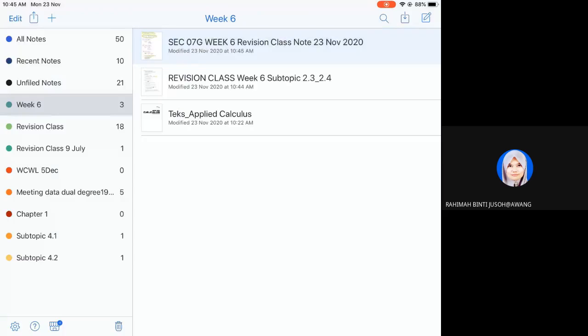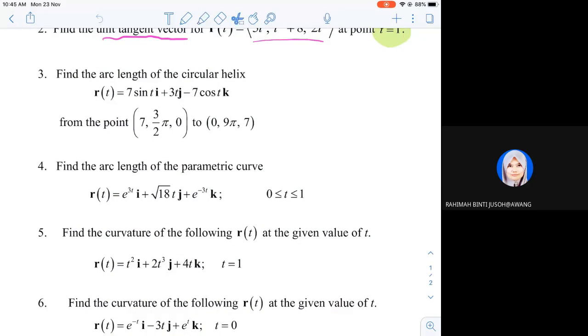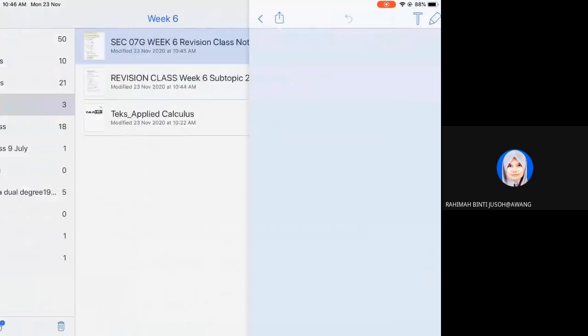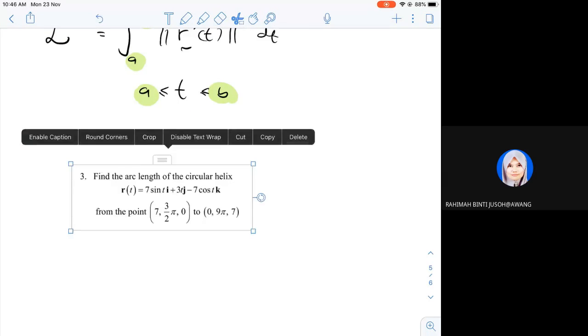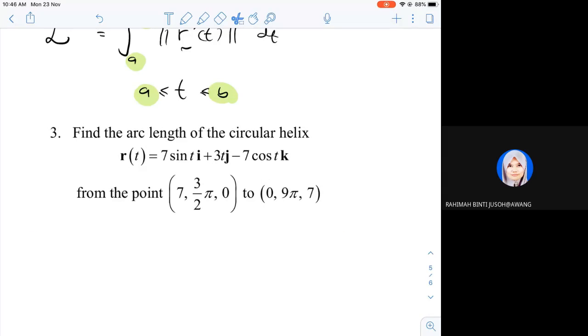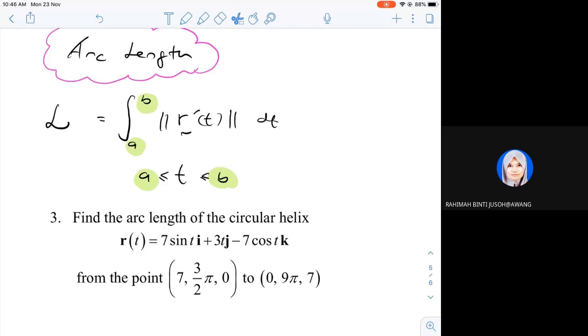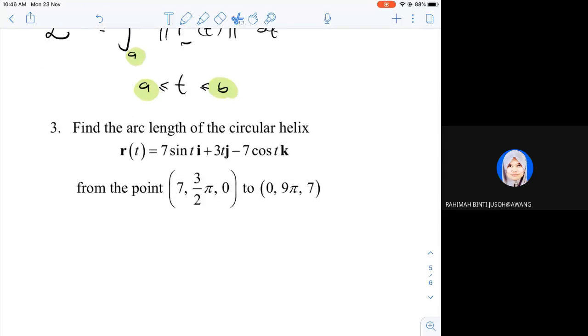Okay, so let us do question number 3, this question. If you look at this question and the formula, what are the missing information here? a and b. r prime. But we have r, so we can differentiate r to find r prime, but we don't have a and b. So first of all, you need to find the values of the interval a and b.